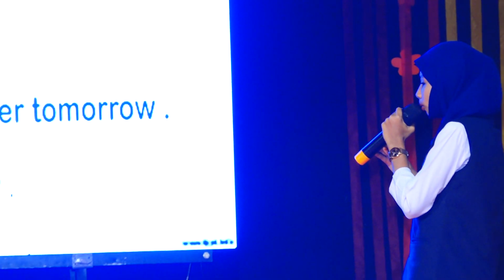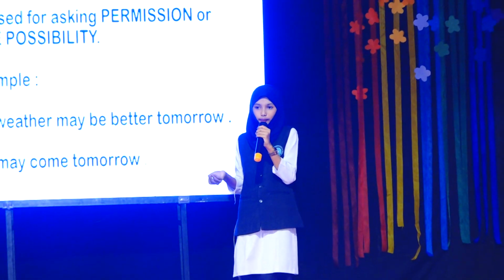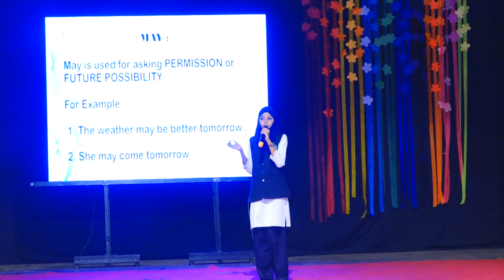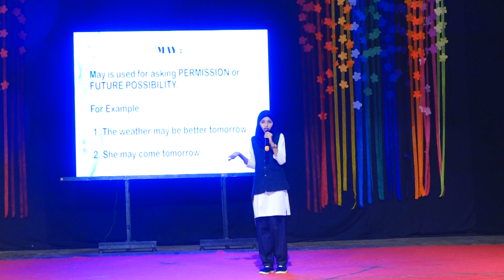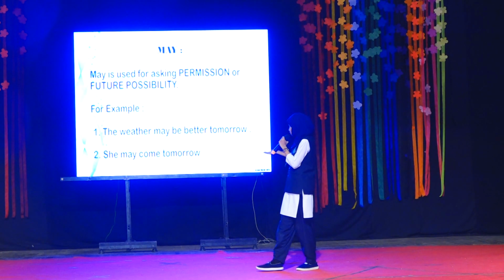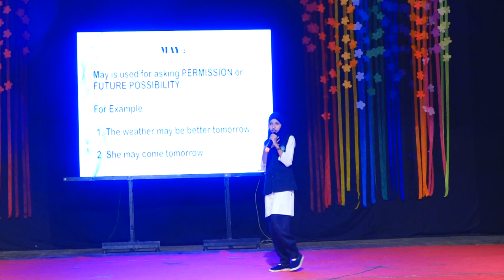Remember, when you make a sentence of future possibility or permission, you should use may in your sentence. Let me give you one more example of may. She may come tomorrow. I don't know, she may come or she may not. I am just predicting here, she may come. That's the reason I am using may in my sentence.